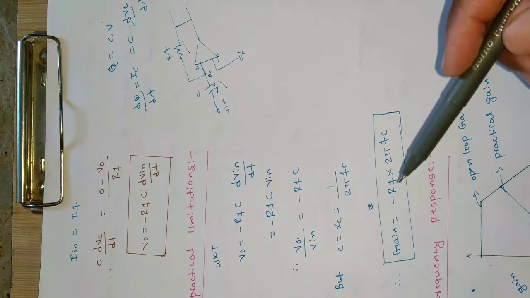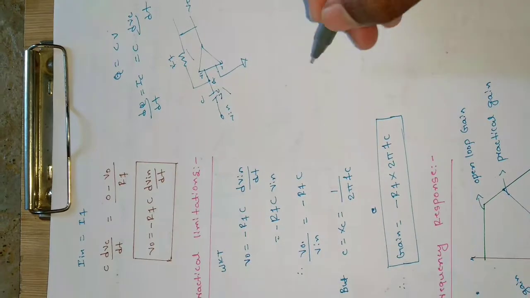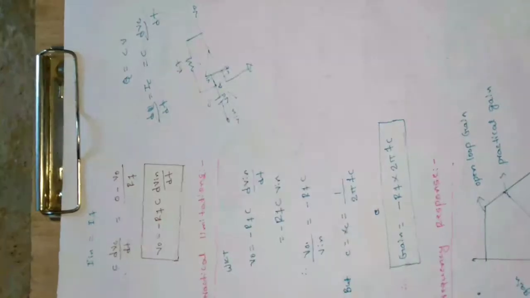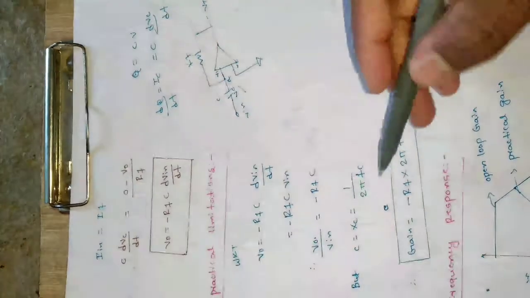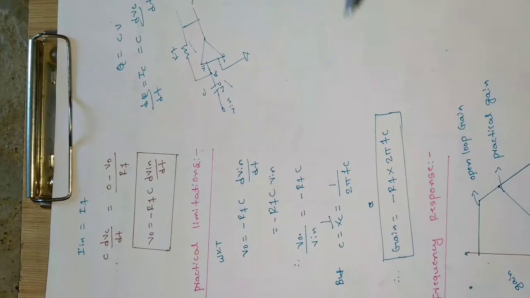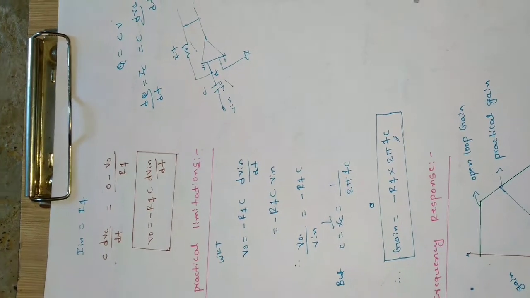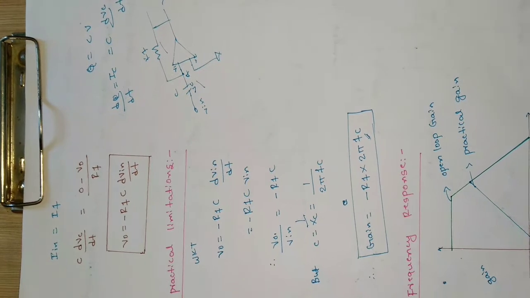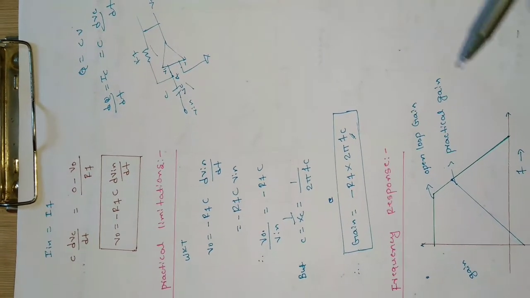So gain will be equal to minus 1 divided by RF into 2 pi Fc, because when we replace C by 1 by 2 pi Fc, we get that term, because C is 1 by Xc here. So gain is depending on the frequency. It means as the frequency of the input signal increases, the gain is going to increase. But up to what extent will the gain increase? It has a practical limitation.